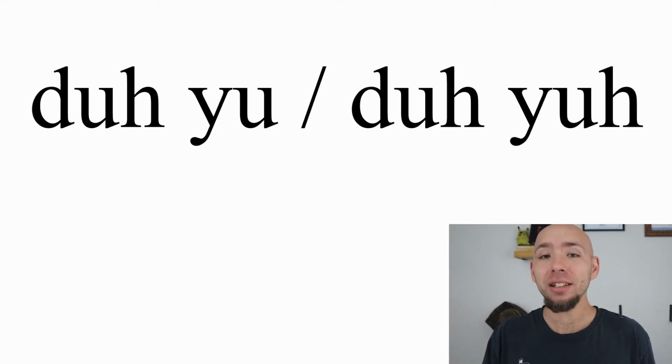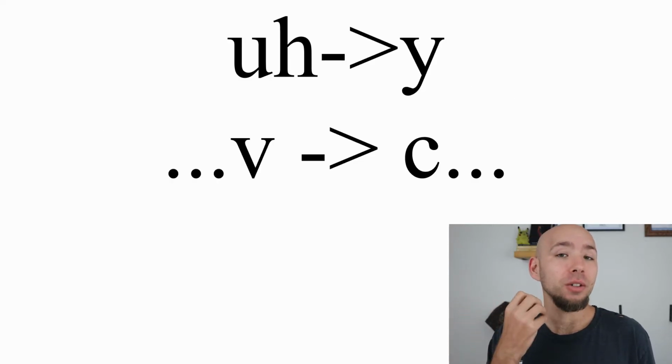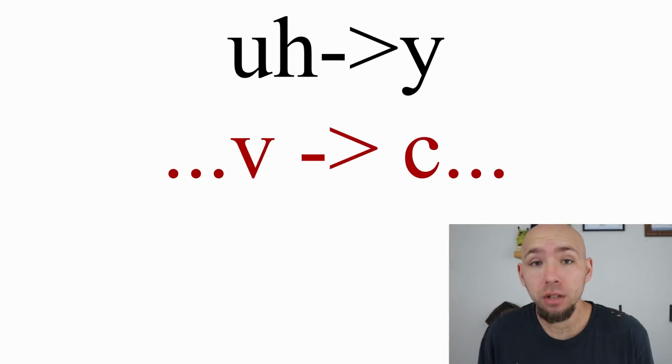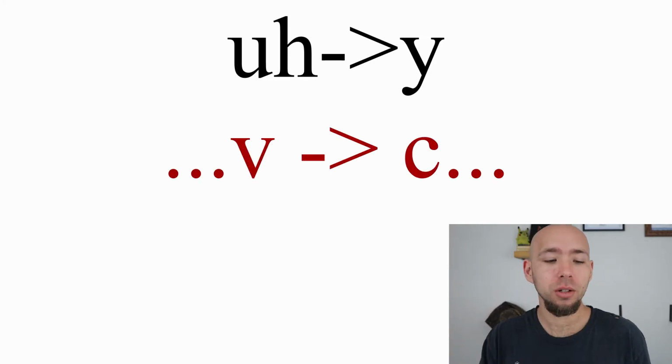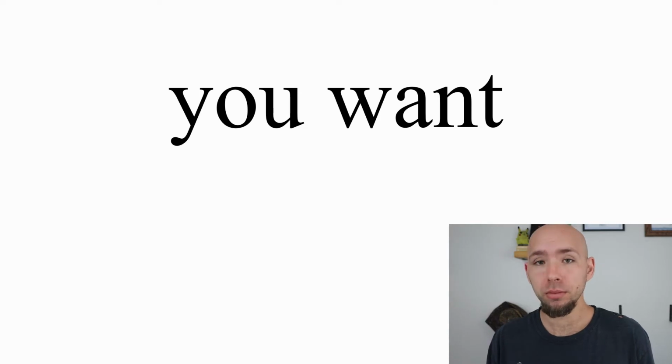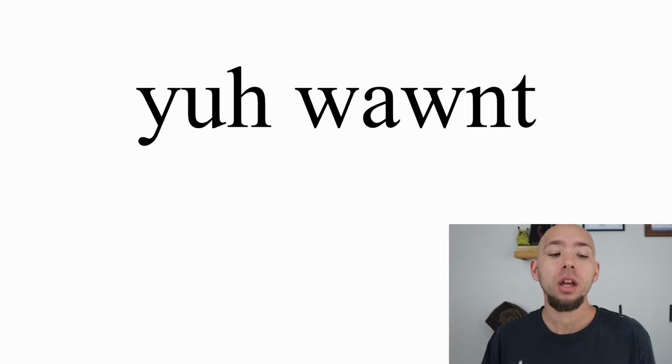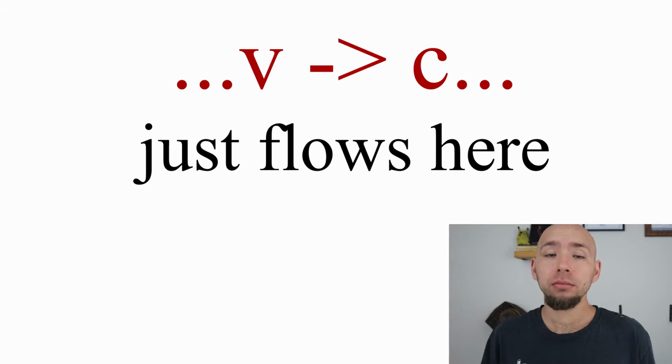If we say duh instead, duh you or duh ya, now we're going from a schwa, the vowel sound, to y, vowel to consonant, no connection. So either way, there's no connection here. You and want. Okay, if we reduce you to ya, to the schwa sound, and we say ya want, you want. That's okay. It flows, but there's no connection.